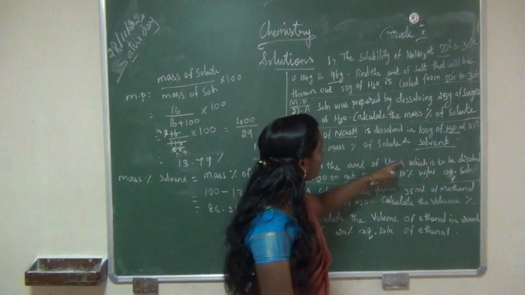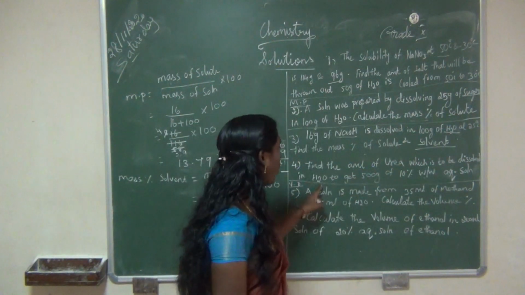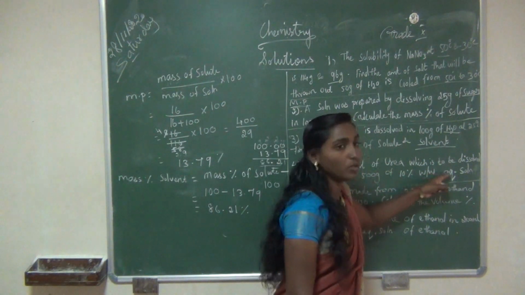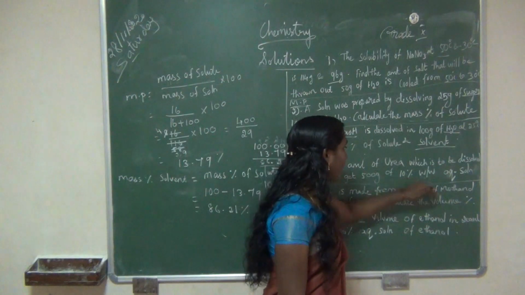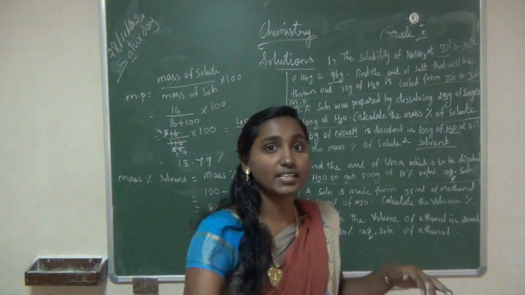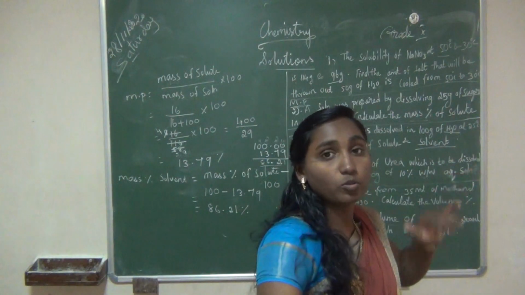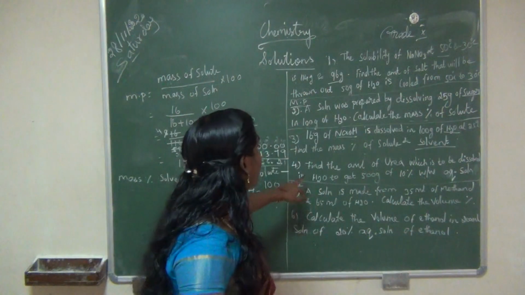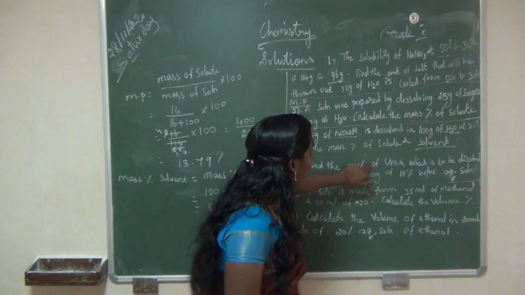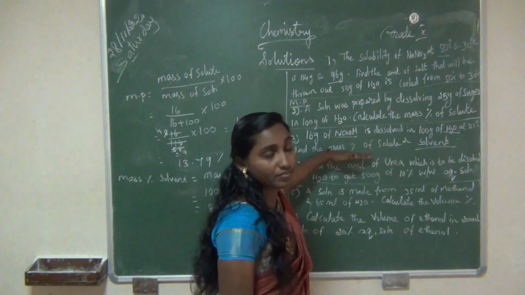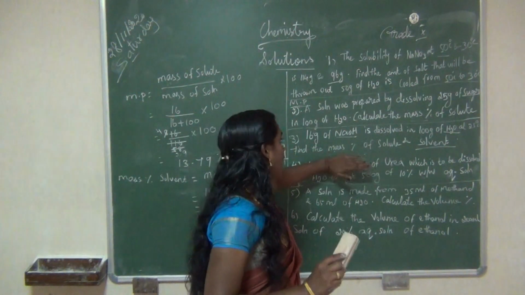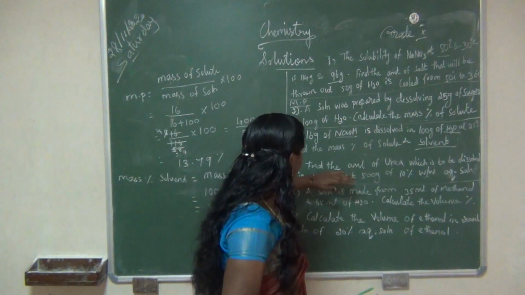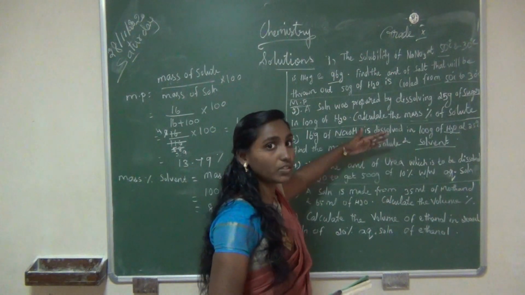Find the amount of urea which is to be dissolved in water to get 500 gram of 10 percentage W by W aqueous solution. W by W aqueous solution means it is in an aqueous solution. Aqueous solution means it is in the form of liquid. So here we need to find the amount of urea. Till now we found the mass percentage, right? Percentage only we found. So from this question we need to find out the amount of urea, the mass.